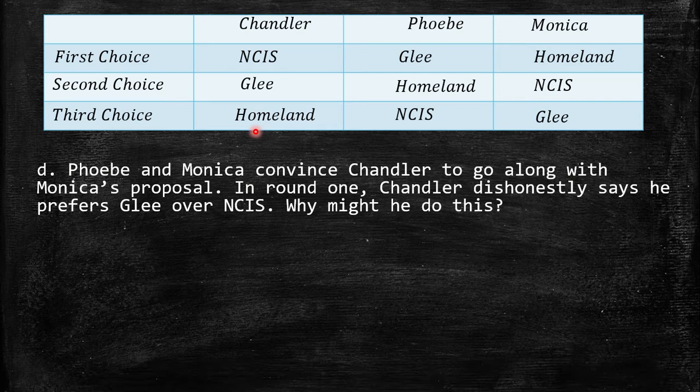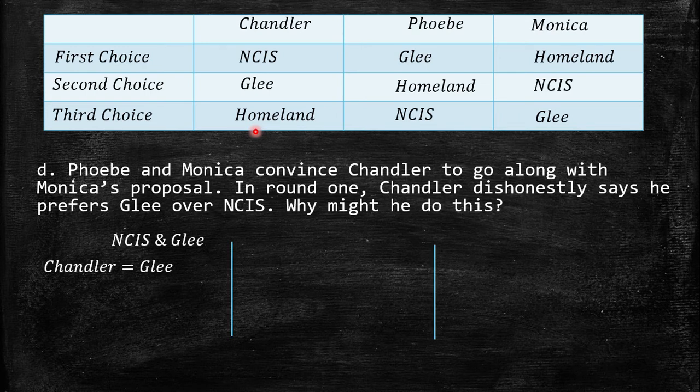D. Phoebe and Monica convince Chandler to go along with Monica's proposal. In round 1, Chandler dishonestly says he prefers Glee over NCIS. Why might he do this? Let's see. Chandler, instead of saying NCIS, will choose Glee dishonestly. Why? Because then Phoebe will choose Glee and Monica NCIS.